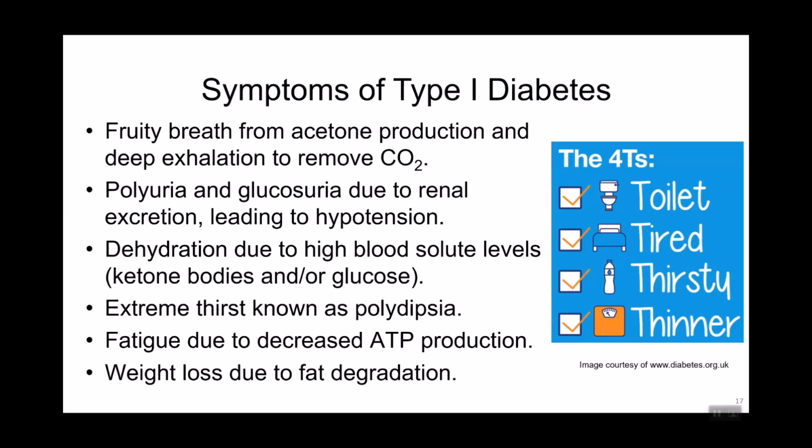People that are exhibiting these symptoms might be quite dehydrated, since the presence of these molecules in the bloodstream will pull the water out due to osmosis, and the physiological response would be extreme thirst, which is known as polydipsia. They will be quite tired, either due to decreased ATP production, since they may not be using glucose as an energy source, and they might also be losing weight due to fat degradation. So do keep an eye out for the 4 T's, which may be signs of the onset of type 1 diabetes.